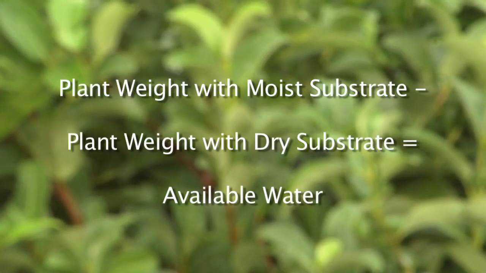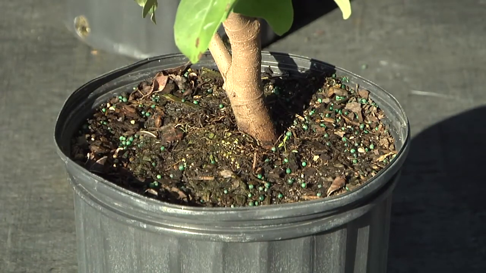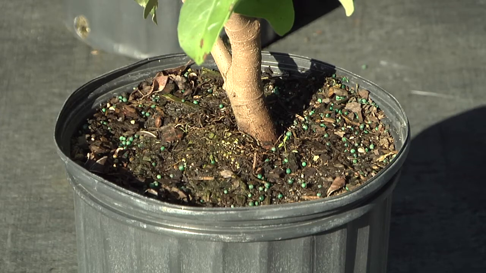Subtract the weight of each plant with dry substrate from the weight of each plant with moist substrate and average the values. The difference in weight is the amount of available water. This weight can be converted to volume because 1 gram of water equals 1 milliliter of water. Plant available water is usually expressed as a percent of container substrate volume.